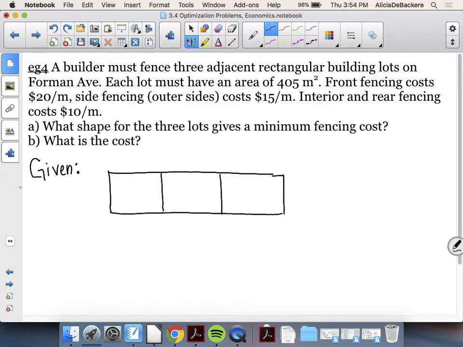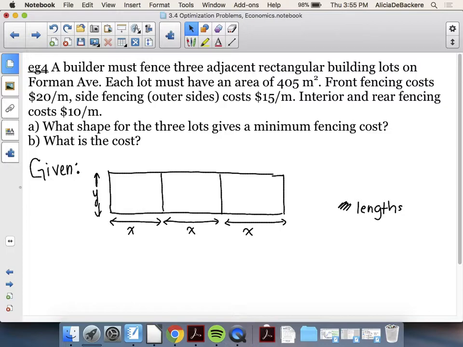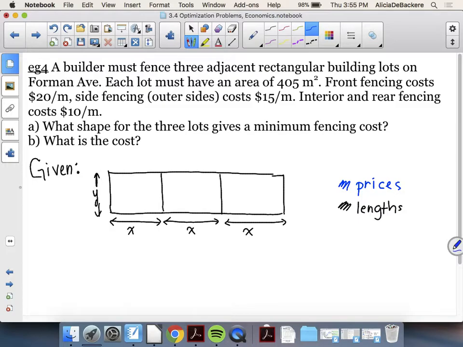Now these lots have to have the same area, and since they all have a constant width, I can tell that the lengths also have to be the same. So here I'm going to call the width y, and the length of each of the lots then has to be x because they all have the same area. So I've labeled my lengths in black, and I'm going to label the prices in another color just so that I'm relating all the lengths with the prices.